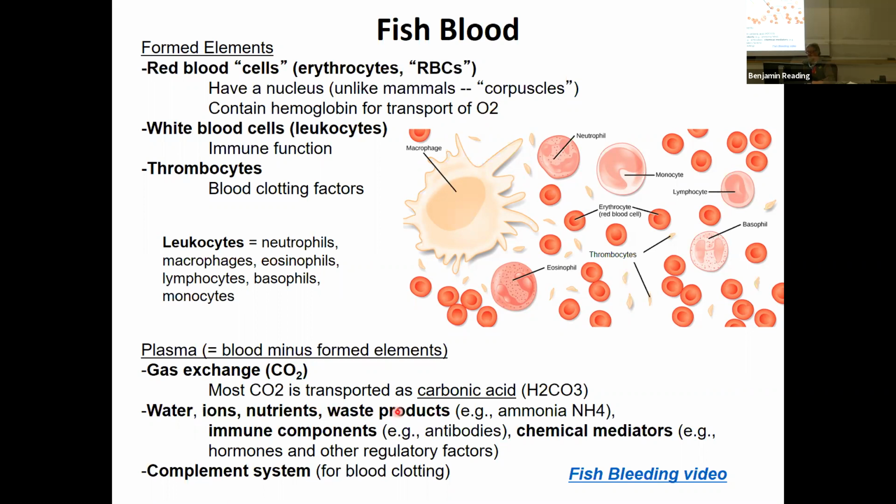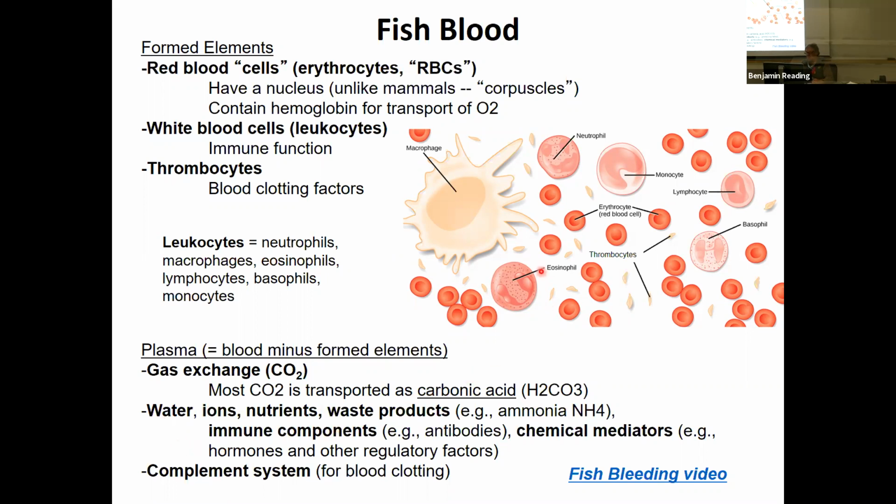Water, ions, nutrients, waste products. Waste product is the big difference here. When you break down proteins, your nitrogen waste is excreted in the form of urea. Fish excrete ammonia, so it's a different form. Urea is really like 3 ammonia molecules stuck together. Fish don't bother doing that because it's an extra biochemical step. They just say, let's just make the ammonia and get rid of it. So that's a key difference there.